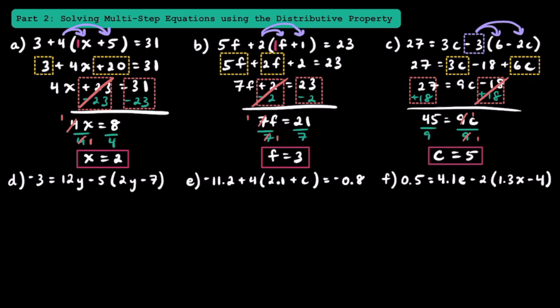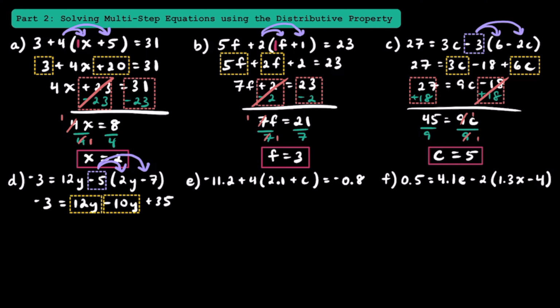In D, we have negative 3 is equal to 12y minus 5 times the quantity of 2y minus 7. Just like the last example, I'm going to think about this minus 5 as a negative 5. First, we're going to distribute the negative 5 to this 2y, then distribute this negative 5 to this negative 7. Negative 5 times 2y is going to be negative 10y, and negative 5 multiplied by negative 7 is going to equal positive 35. After distributing, we're going to write negative 3 is equal to 12y minus 10y plus 35.